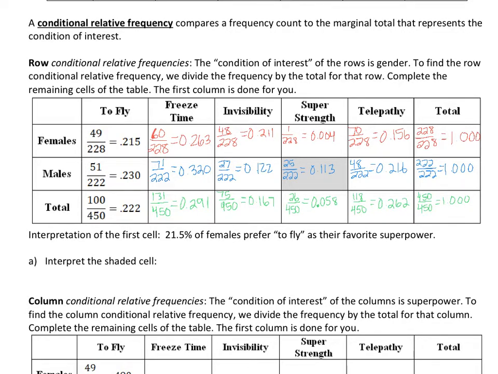So now let's interpret the shaded cell. We're going to change this to a percent, so move the decimal over twice. That'd be 11.3%. Again, our condition of interest is our row, and in our row, we have males. So 11.3% of males, and then we talk about what they prefer to do. In this case, they prefer to have super strength.